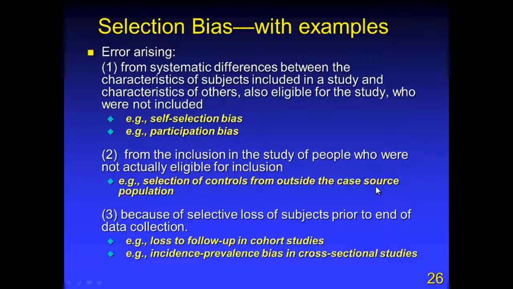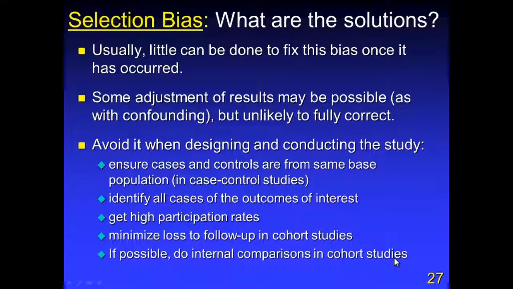The third situation is selective loss of subjects prior to the end of data collection. So this is loss to follow-up in cohort studies, or incidence prevalence bias in cross-sectional studies, because some people have died, or they've been cured, or they have not actually reached the time point when the cross-sectional study has been carried out. So, just to sum up, what can we do? There's not a lot that we can do. For that reason, we really try and design our studies so as to minimize it.